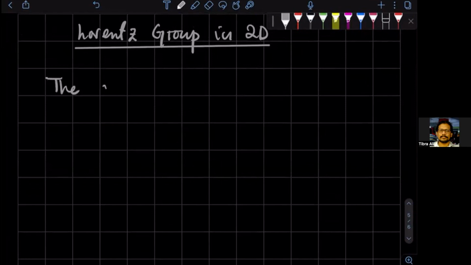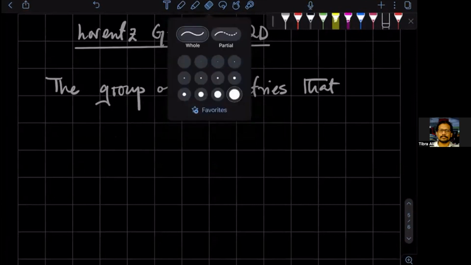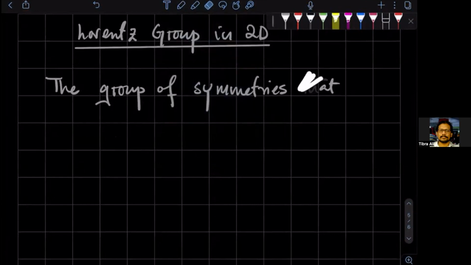The group of symmetries that connect... Well, let me be first loose, okay, loosey-goosey. Then we'll make it more precise, because what I'm going to say is correct in spirit, but not technically. Okay, so the group of symmetries of special relativity.